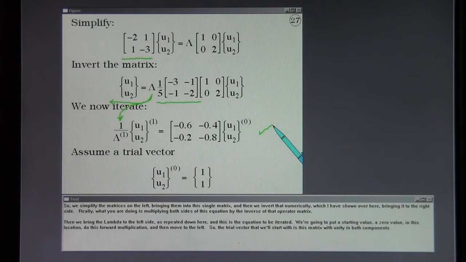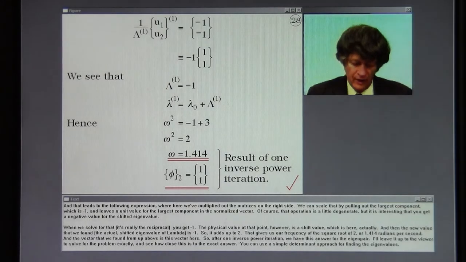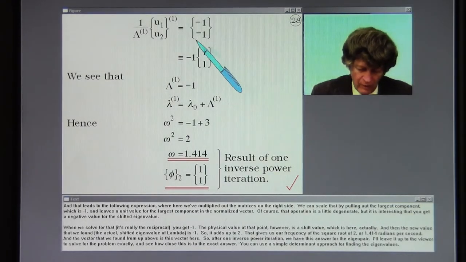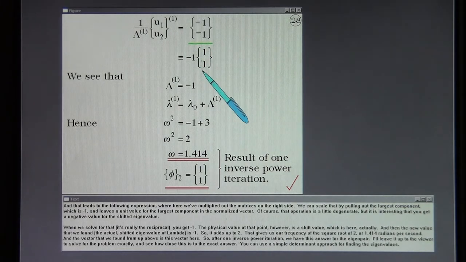We're going to put a starting value, a zero value in this location, do this forward multiplication, and then move to the left. So the trial vector that we'll start with is this matrix with unity in both components. And that leads to the following expression, where here we've multiplied out the matrices on the right side. We can scale that by pulling out the largest component, which is minus 1, and leaves a unit value for the largest component in the normalized vector.